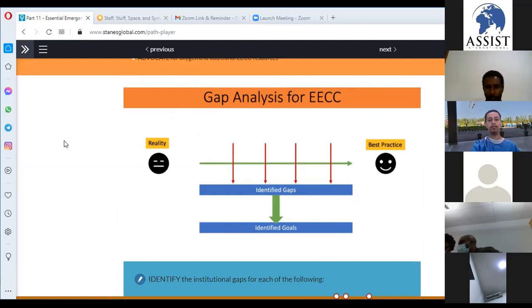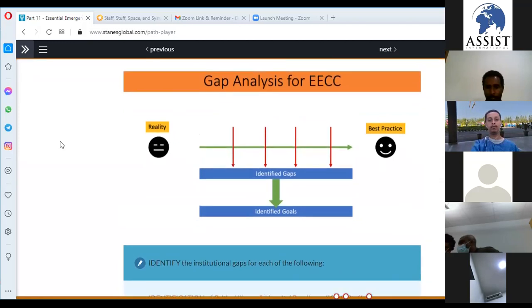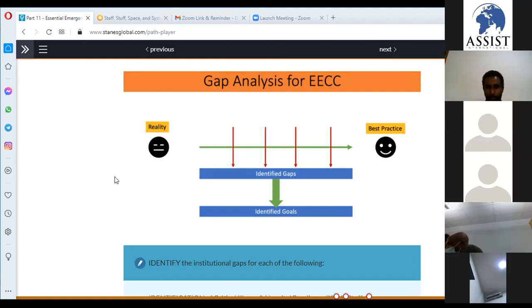So, as a guide to analyze the gap in your setup and to improve this gap, you can set your goals, okay? And then you can see what are the actual realities in your setup. And after you identify your gaps, you will set a certain goal and work towards that goal.